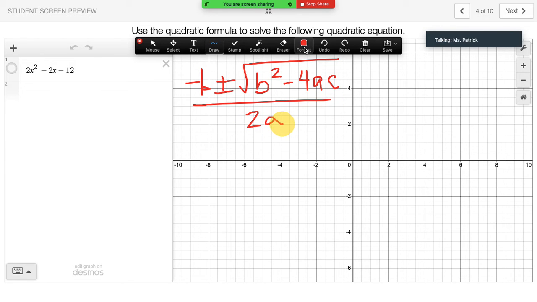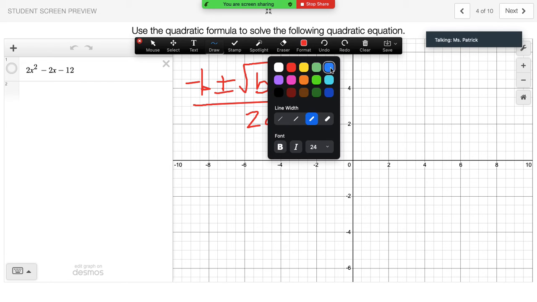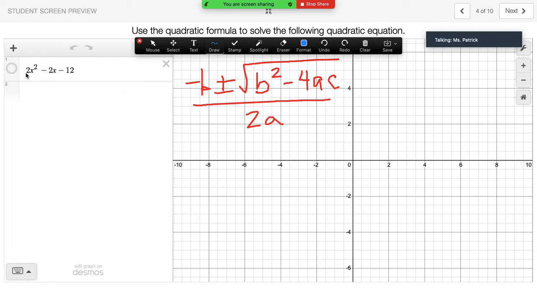Okay. First step is to put this in standard form. Here's our quadratic, 2x squared minus 2x minus 12. It is in standard form because the exponents of the variables are going down. So this is 2, this exponent would be 1, and this x would be to the 0 power, which means it doesn't exist. So it's in standard form.